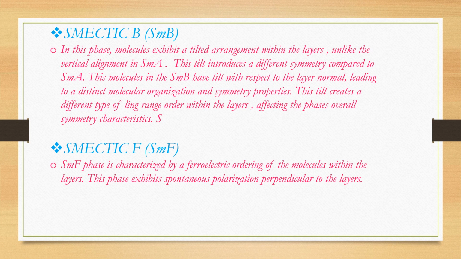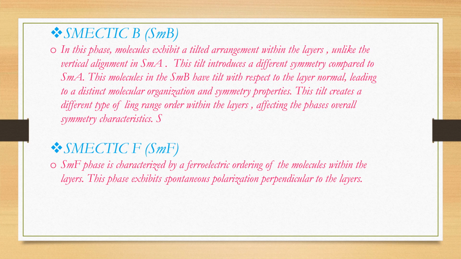Now we will see about the smectic B. In this phase, molecules exhibit a tilted arrangement within the layers. In smectic A, there was no tilt. Here there is a tilted arrangement within the layers. Unlike the vertical alignment in smectic A, this tilt introduces a different symmetry compared to smectic A.